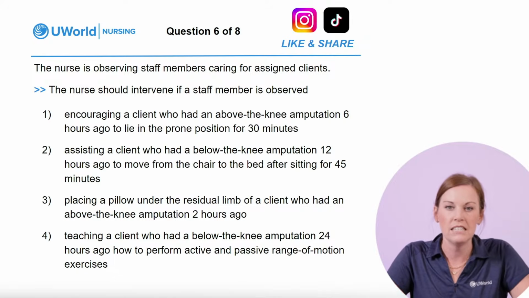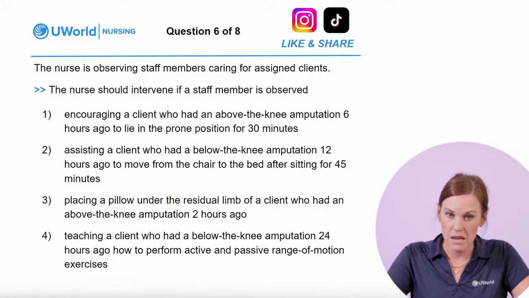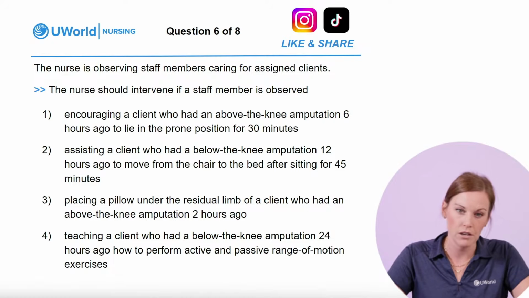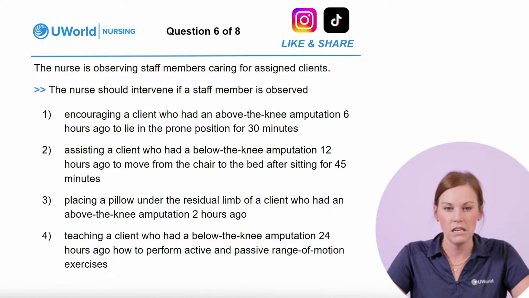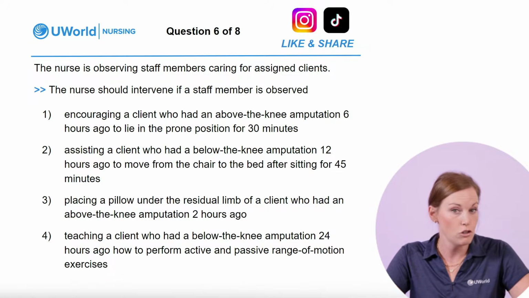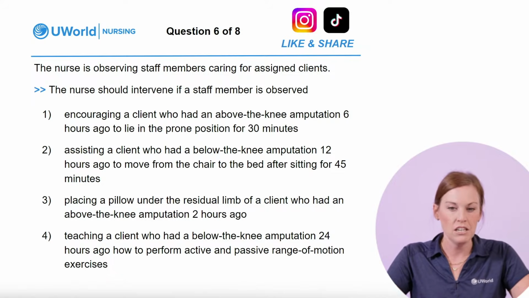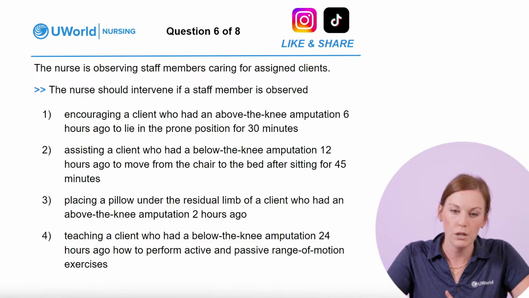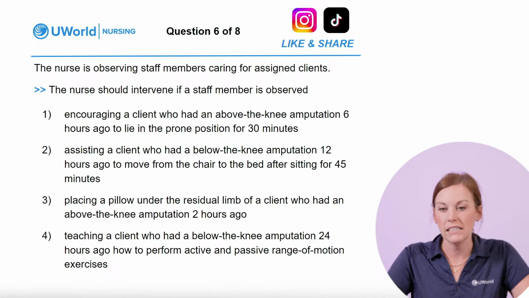All right. Question 6. The nurse is observing staff members caring for assigned clients. The nurse should intervene if a staff member is observed: Option 1, encouraging a client who had an above-the-knee amputation 6 hours ago to lie in the prone position for 30 minutes. Option 2, assisting a client who had a below-the-knee amputation 12 hours ago to move from the chair to the bed after sitting for 45 minutes.